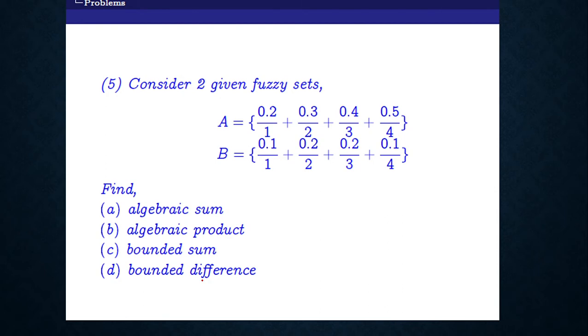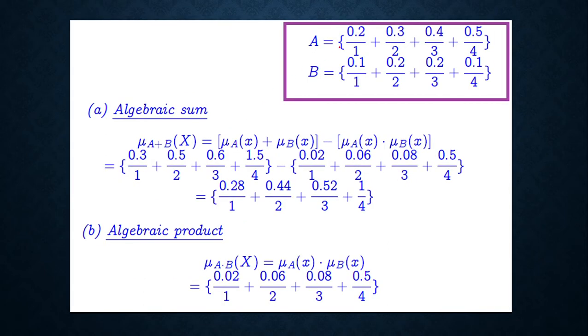The two fuzzy sets A and B are again shown here. To perform the algebraic sum, mathematically A plus B is given by membership of A of x plus membership of B of x minus membership of A of x into membership of B of x. For this part you have to perform element-wise multiplication of the membership values. That is 0.2 into 0.1, it is 0.02. 0.3 into 0.2, it is 0.06.